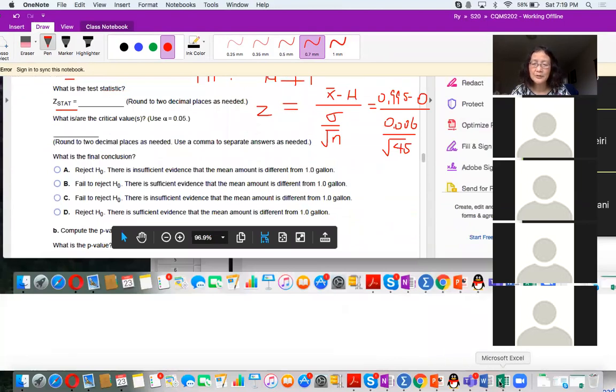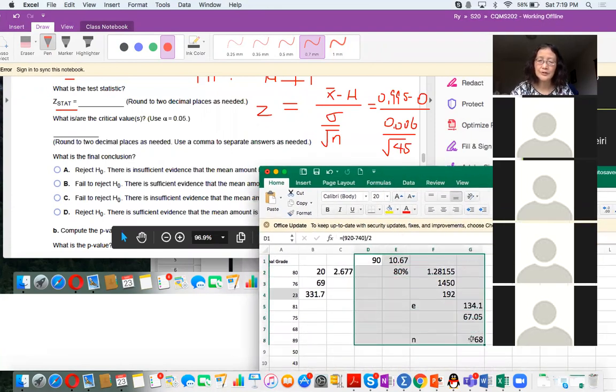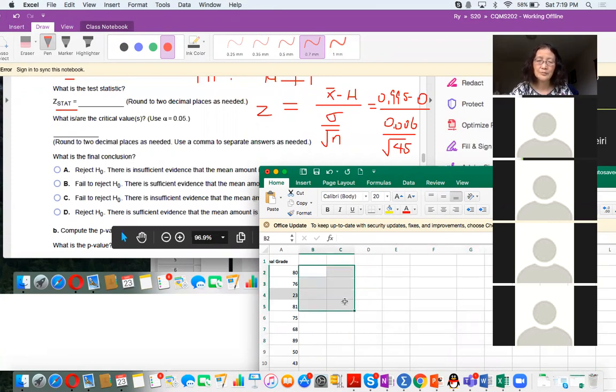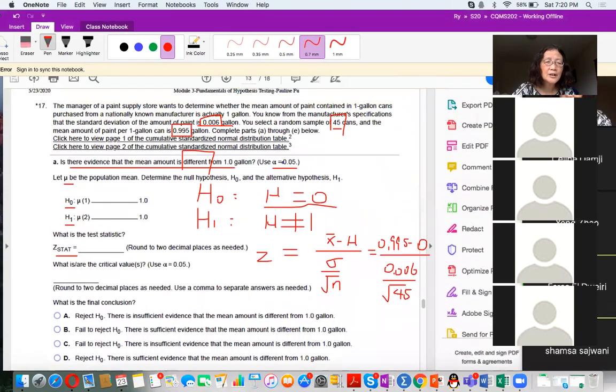What is this number? I'm going to use Excel to do it. I'm going to delete all these numbers, I don't use those numbers. So I'm going to do this calculation. Equals 0.995 divided by denominator, I use bracket 0.006 over SQRT, square root of 45, closing bracket, okay. So is this correct? 0.995 X bar divided 0.006 over square root of 45. Why is this Z so big? Hold on, I'll double check the number.